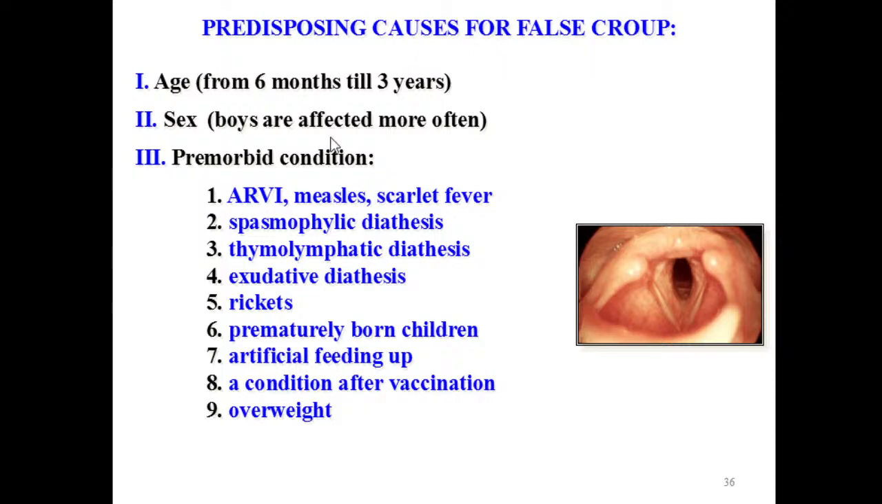Trigger factors for false croup in a child: age from 6 months up to 3 years; gender, boys are affected more often; and some premorbid conditions such as acute respiratory viral infection, and prematurely born children. It is quite an often situation in prematurely born children. And overweight, because in an overweight child there is an abundance of areolar tissue.